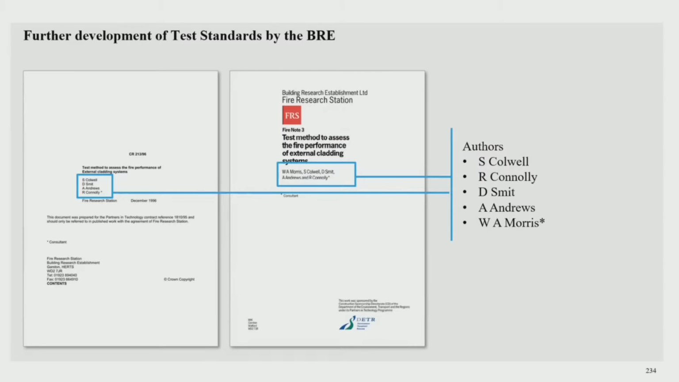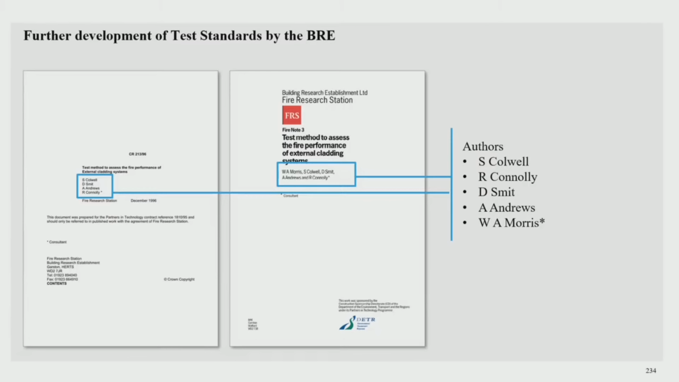The inquiry has disclosed to me one test standard created by the BRE in 1996, titled CR 213/96. The inquiry has also given to me a second test standard created by the BRE in 1998, 1 year before the Garnock fire. This is called Fire Note 3. Neither of these documents were publicly issued by the BRE, and the authors were Morris, Caldwell, Connolly, Smith and Andrews, noting Morris only worked on Fire Note 3. I have compared these 2 BRE documents and there's no material difference between them.